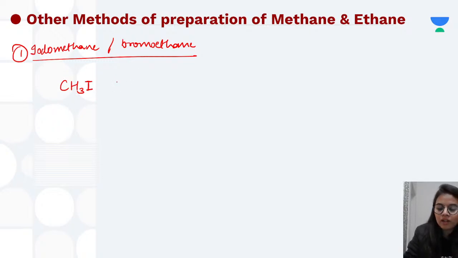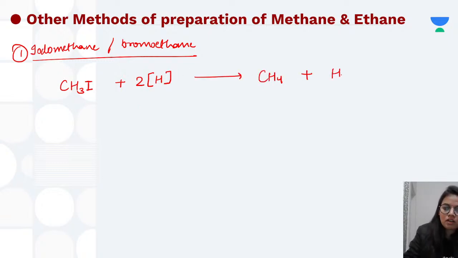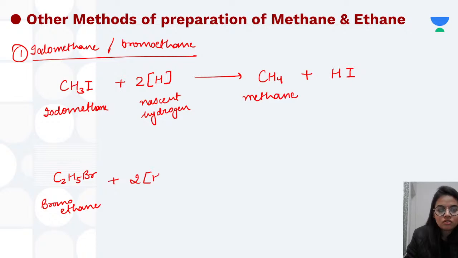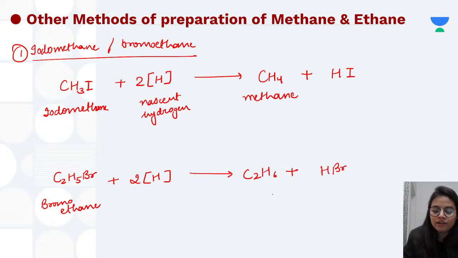Now if we reduce it by using nascent hydrogen at normal temperature, it shows the reaction as CH4 plus HI. This is our methane which we need to collect. Similarly, if I take bromoethane, that is C2H5Br, plus again nascent hydrogen, what I will be getting is C2H6 plus HBr, and here it is ethane.